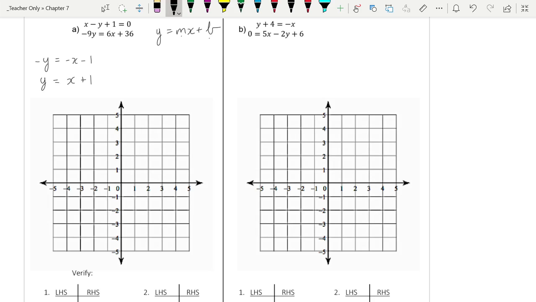And there's my first equation. It has a y-intercept of 1, and it has a slope. Remember that the number here, that m number, is 1 over 1. So rise 1, run 1. Rise 1, run 1. And now I'm going to take a ruler, try to do this fairly accurately.